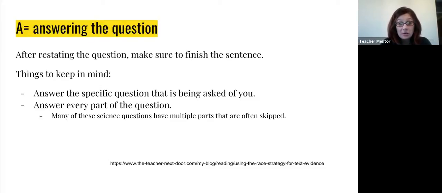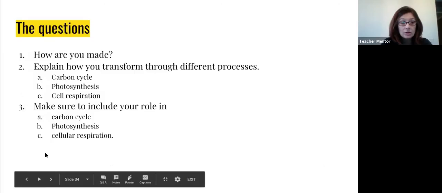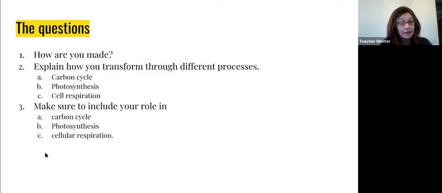Answer every single part of the question. A lot of us sometimes will read the first question, answer that, and turn it in, thinking that we're done. There are multiple questions sometimes within one question. So if I am going to outline, if you will, the questions that I need to answer for this short answer question, it's going to look something like this. How are you made? Explain how you transform through different processes. Okay, processes. So that means I'm asking for more than just one process.